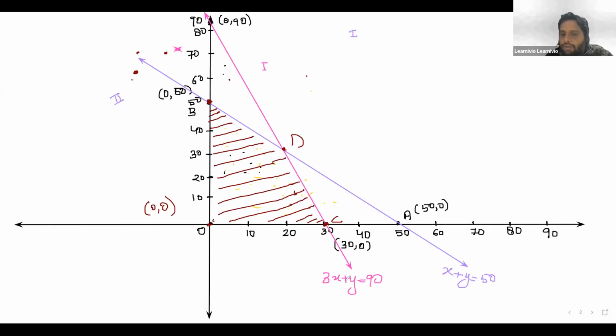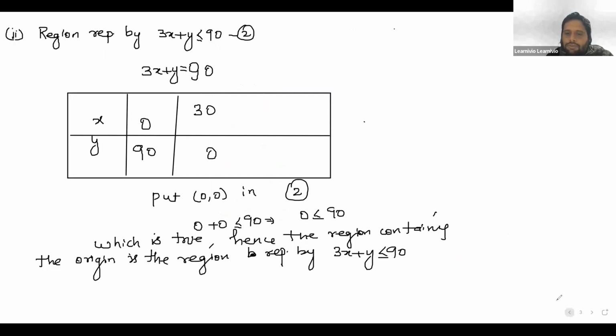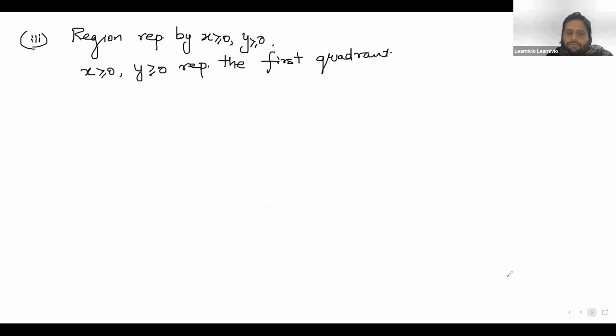Solve the equations. You have these two equations, 3x plus y is equal to 90. And the other equation is x plus y is equal to 50. Okay, I will do it here. 3x plus y is equal to 90, and x plus y is equal to 50.